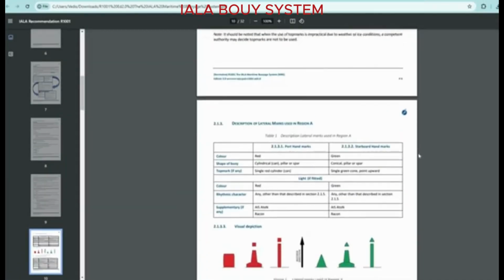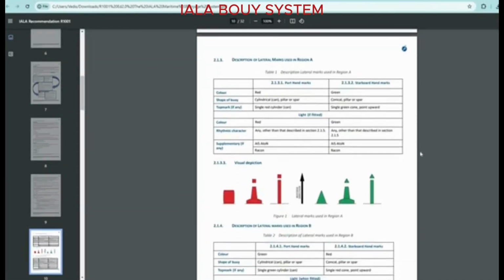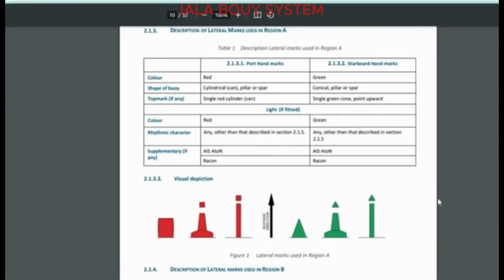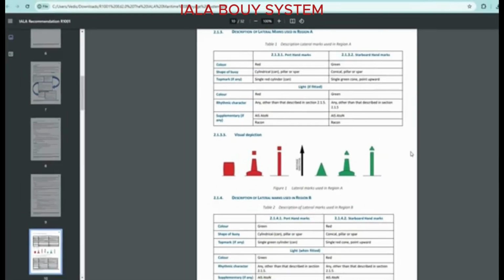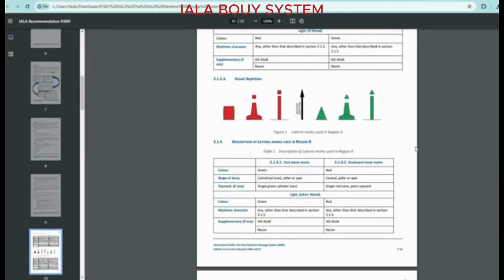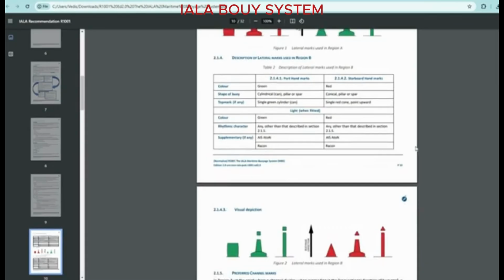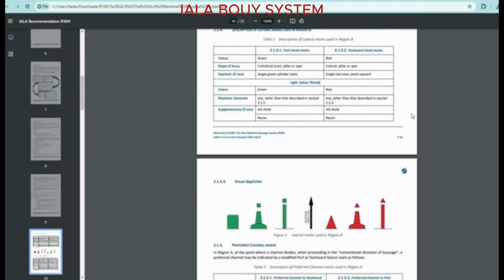Then you can find tables and visual depictions of the marks for Region A and Region B, which show that in both regions, the port hand mark has a single cylinder top mark, and the starboard hand mark has a single cone, pointing upward. So, a square on the port side and a triangle on the starboard side. But that still doesn't answer our question. Why? Why not the other way around, or why not other shapes of figures?